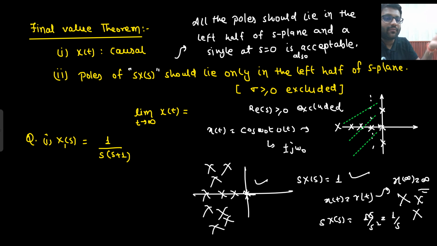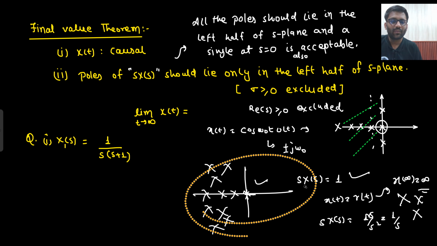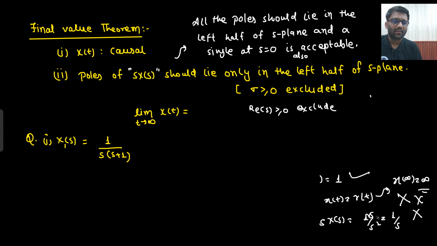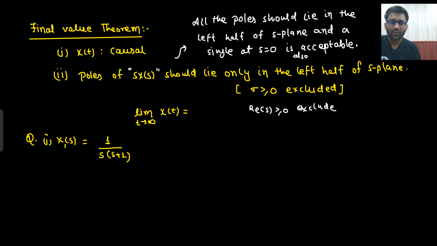So all these would become very confusing, no? Are you able to understand this point? First you are saying that all poles should be lying in the left half of s plane, then only this point is accepted for single pole. So this is the way, if you want to remember, you can remember. In your mind, you will remember that all the poles should be lying in the left half of s plane and a single pole at the origin is acceptable. So you can remember the diagram.